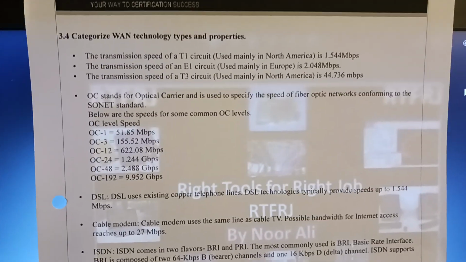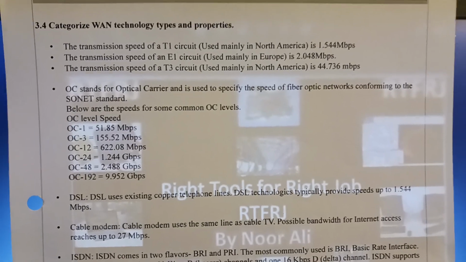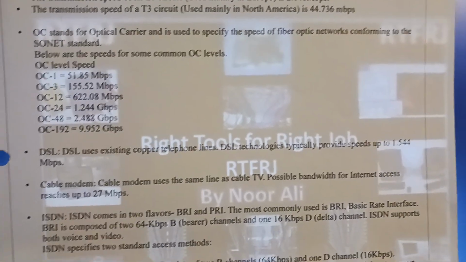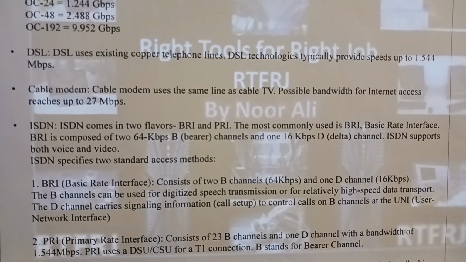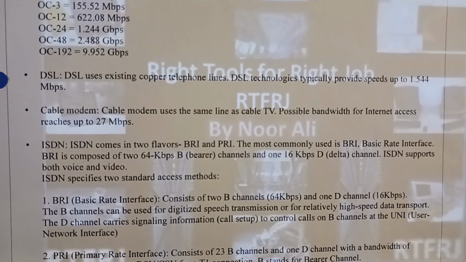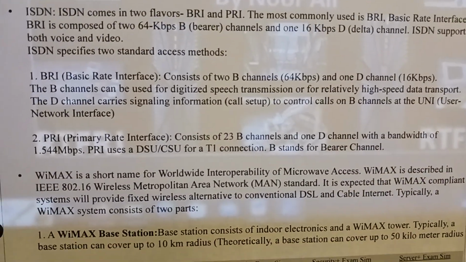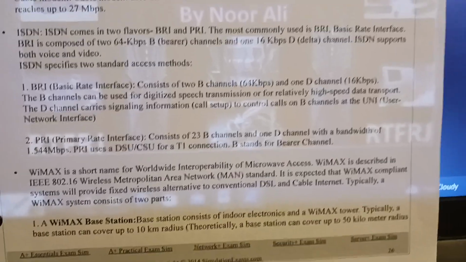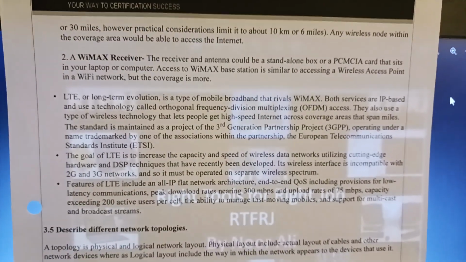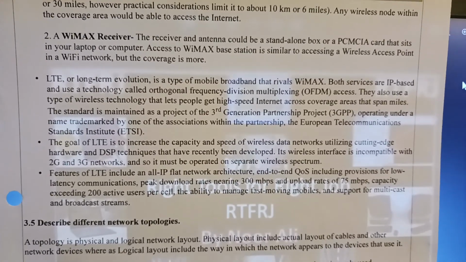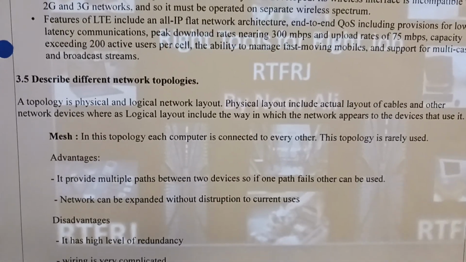Just like in this domain, it says WAN technology types and properties. You have to know this for the exam, if you're taking the exam, studying for the exam. And you have to know all these terms: BRI, ISDN, cable modem, DSL. All this information, all these words, you got to know it. You got to understand it. And as time goes by, you'll get to know this stuff when you use it day to day, every day in your life, in your career, right?